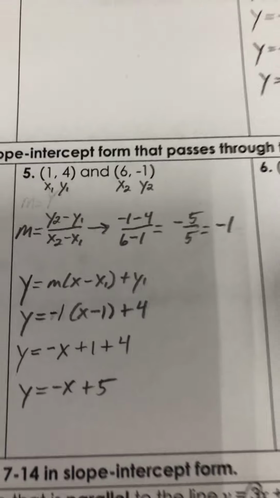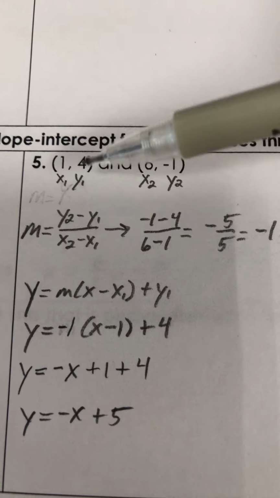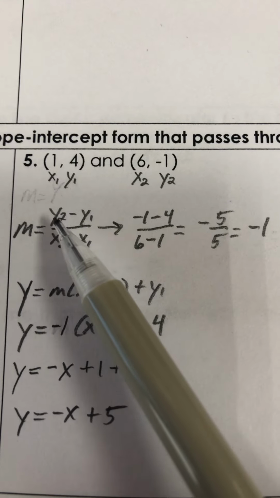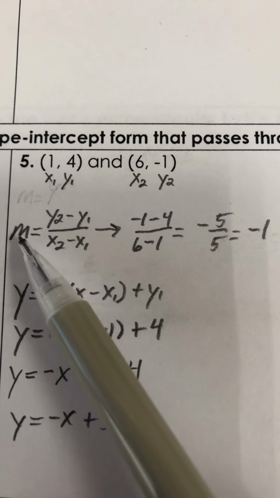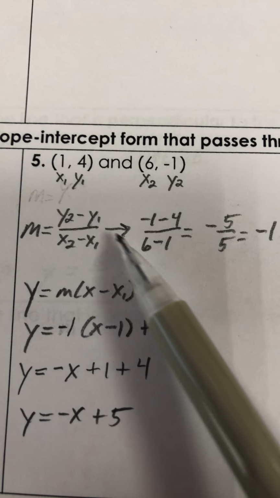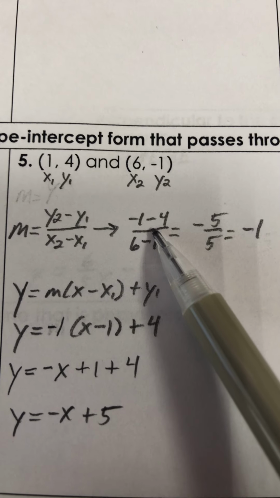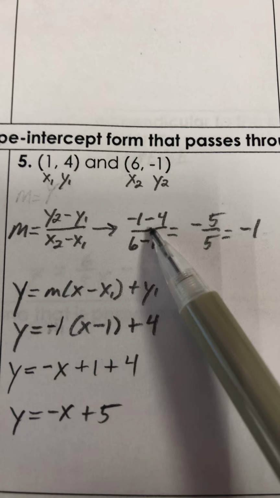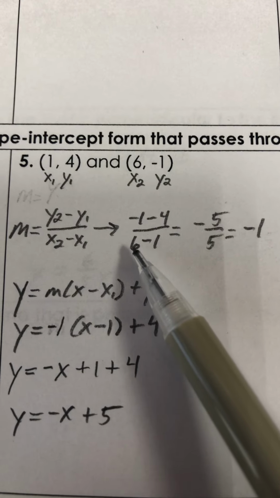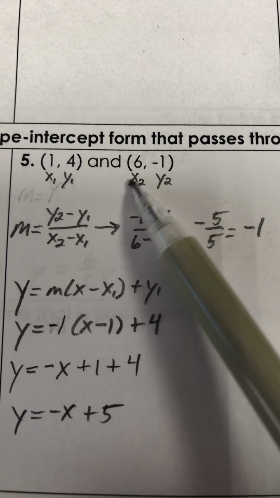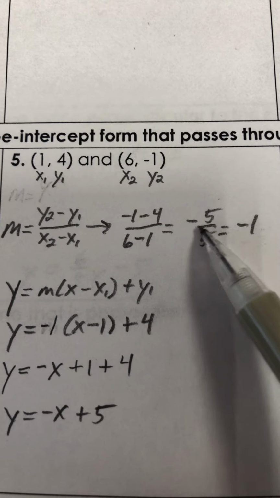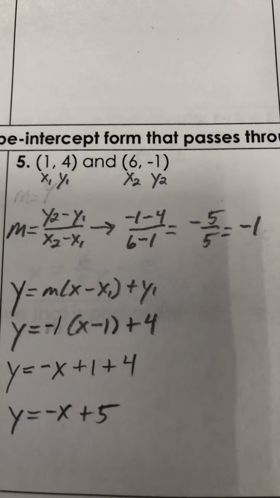And then number 5, a little bit more complicated because first of all I have to discover the slope. So my slope formula is m equals y2 minus y1 over x2 minus x1. That becomes this. Notice I took my y2 minus my y1, and then I took my x2, I label them all the time, minus my x1. I end up getting -5 over 5, which is just -1.